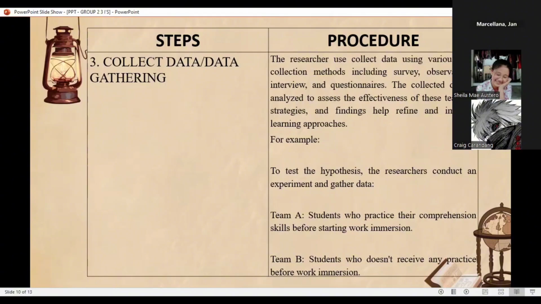Step 3. Data gathering. Procedure. The researcher collects data using various data collection methods, including surveys, observations, interviews, and questionnaires. The collected data is analyzed to assess the effectiveness of these teaching strategies, and findings help refine and improve learning approaches. For example, to test the hypothesis, the researcher conducts an experiment and gathers data. Team A, students who practice their comprehension skills before starting work immersion. Team B, students who don't receive any practice before work immersion.